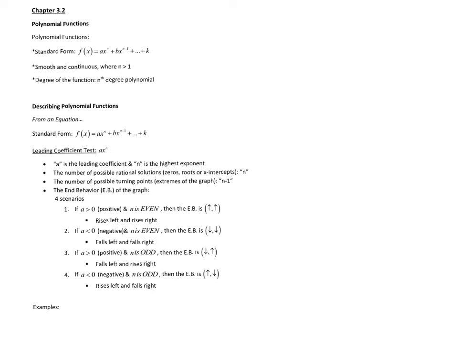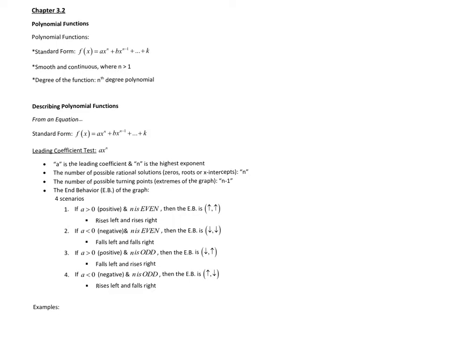In this chapter, we want to look at polynomial functions. So a polynomial function in general is going to be a smooth, continuous function where your highest exponent is going to be greater than 1. We call this highest exponent the degree of the function. So say the highest exponent was 7, we would say it's the 7th degree polynomial.